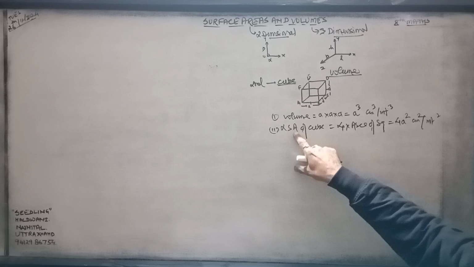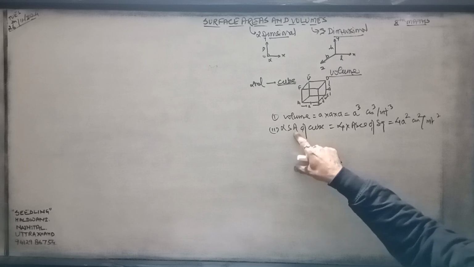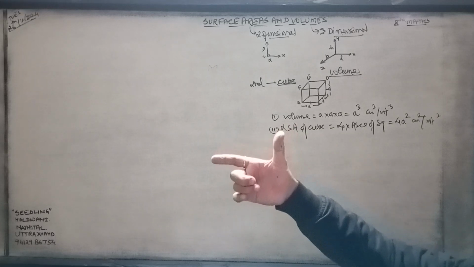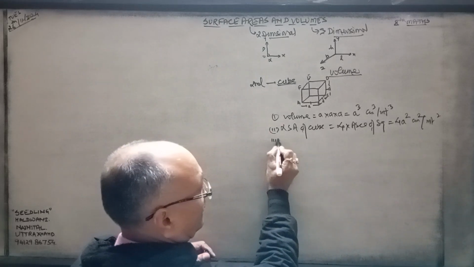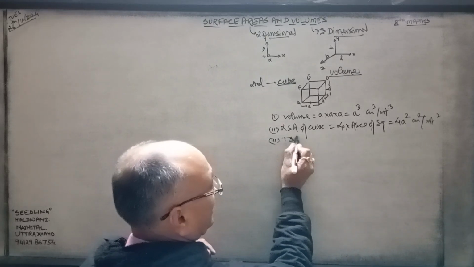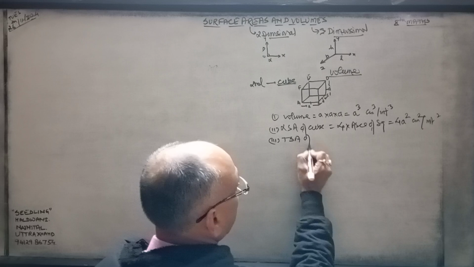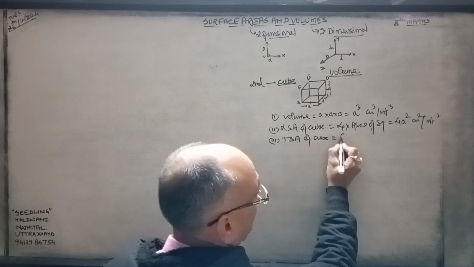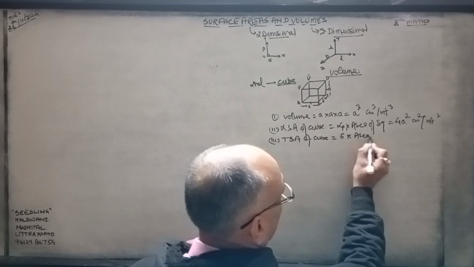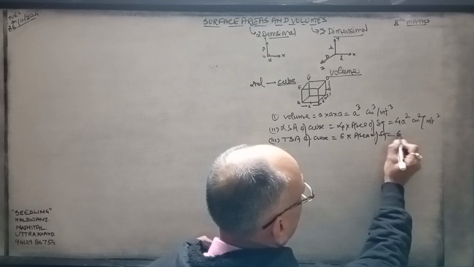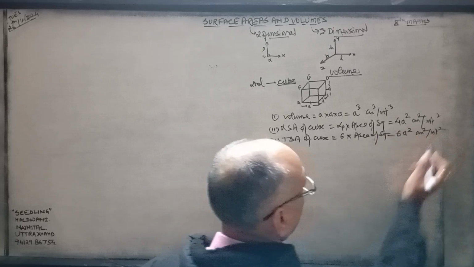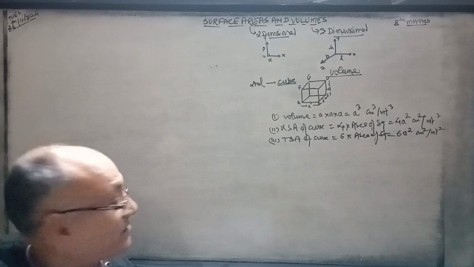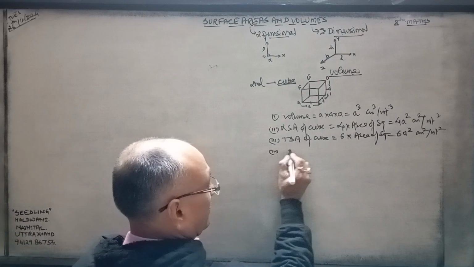It will either come in centimeter square or meter square. Why? Because area is attached there. Area means length into breadth, side into side. Then the third formula is total surface area or the whole surface area of cube. That is 6 into area of square, that is 6A square, either centimeter square or meter square. Is it clear?